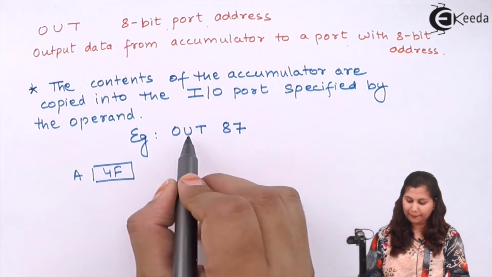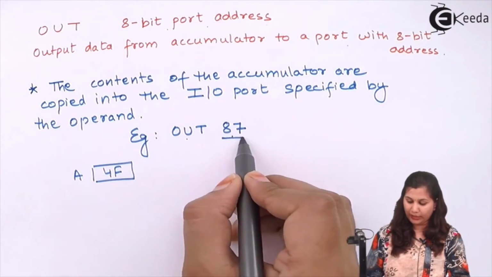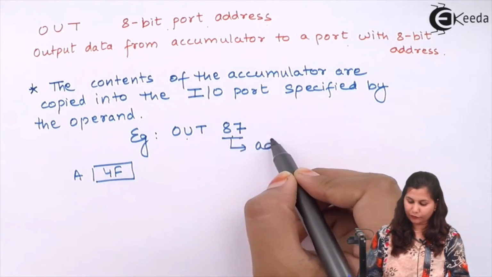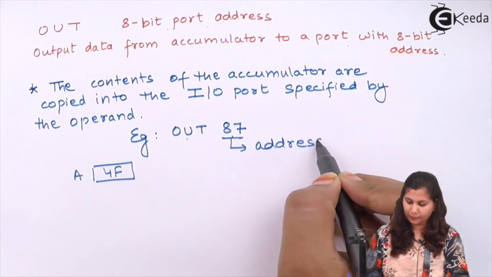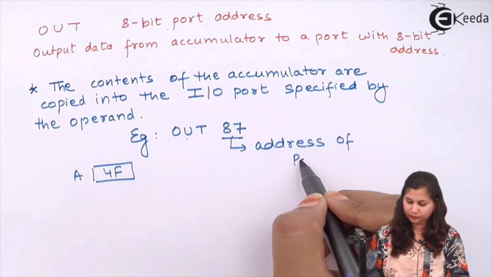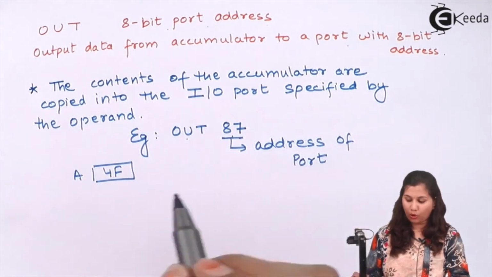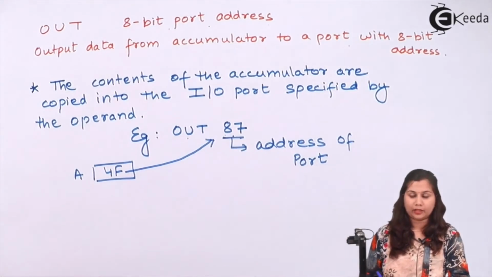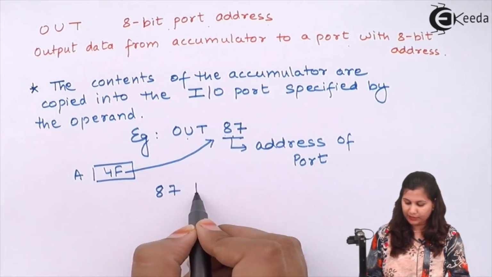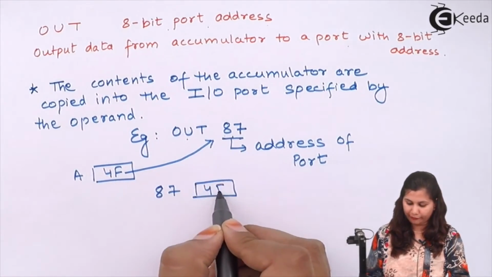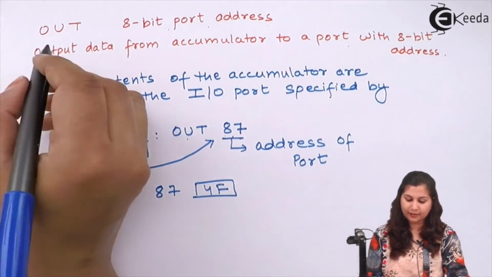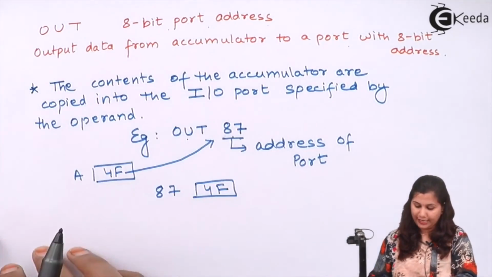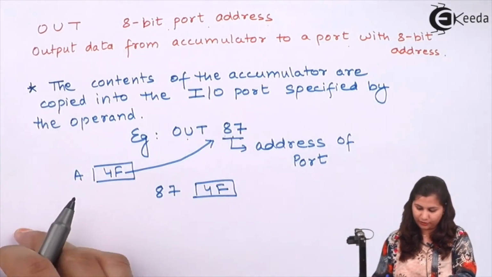Suppose we take an example, OUT 87. So 87 is the address of the port. On this address, this content will be copied. So on port 87 we will have 4F. So this is the OUT instruction. Next we have the IN instruction.